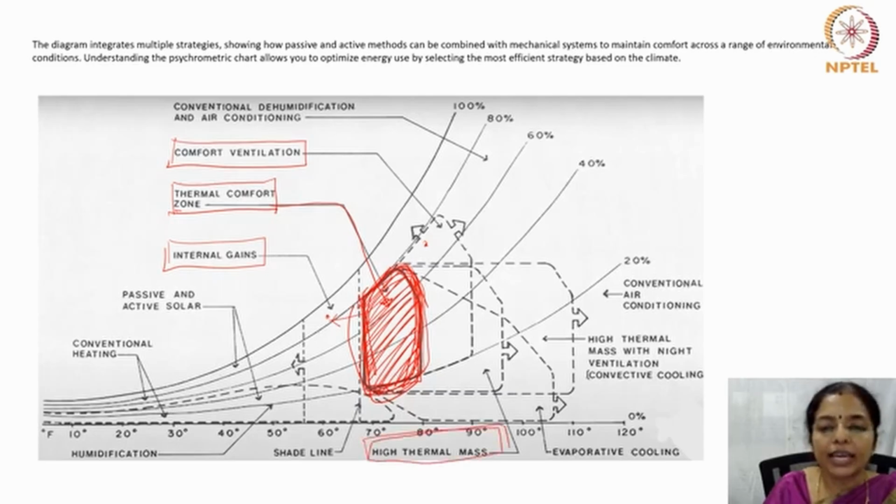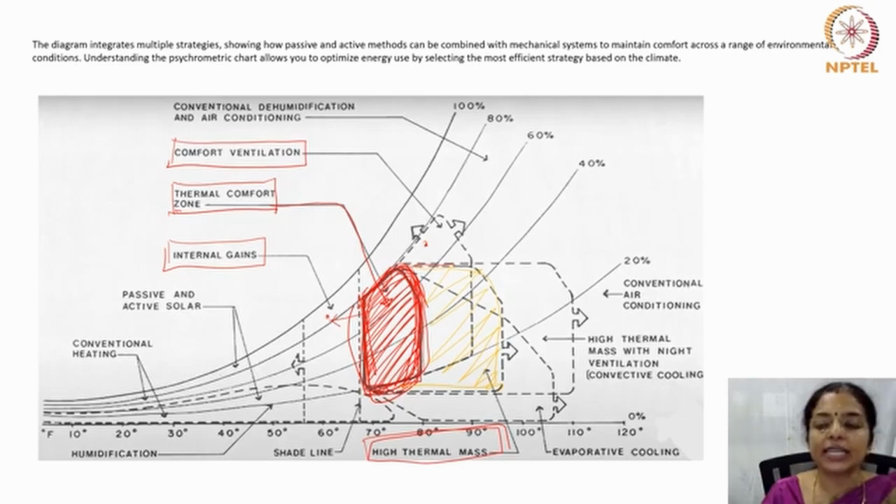So in this zone, an effective strategy can be high thermal mass with night ventilation. So high thermal materials like concrete or stone, they store a lot of heat during day and release it at night. Coupled with night ventilation, it helps in cooling down buildings during hot days, which is a passive cooling strategy.